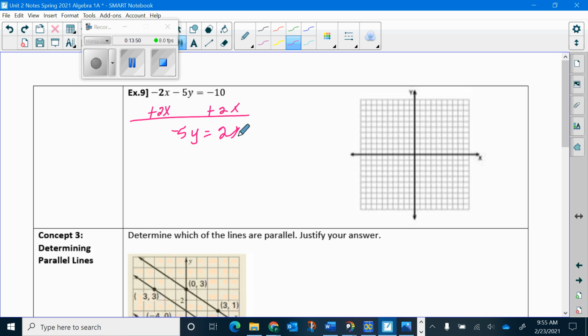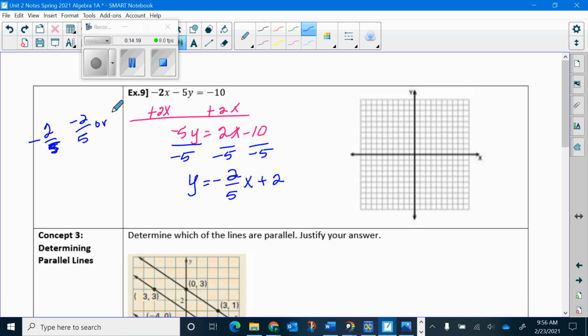-5y equals 2x minus 10. Divide by -5 on all terms. y is equal to -2/5 x plus 2. Now, this negative, okay, so I have a -2/5. That could be -2 over 5, or it can be 2 over -5. Either one is the same thing. It's going to get the same thing, but it's one negative, not two negatives. It is not -2 over -5.